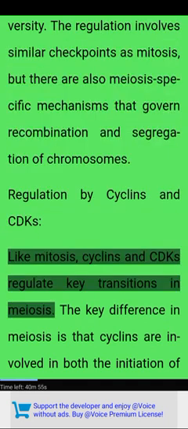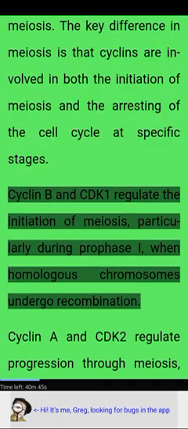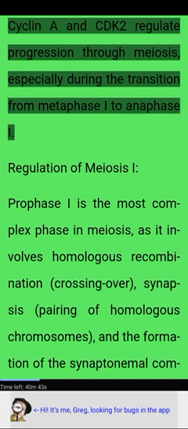Regulation by cyclins and CDKs. Like mitosis, cyclins and CDKs regulate key transitions in meiosis. The key difference in meiosis is that cyclins are involved in both the initiation of meiosis and the arresting of the cell cycle at specific stages. Cyclin B and CDK1 regulate the initiation of meiosis, particularly during prophase I, when homologous chromosomes undergo recombination. Cyclin A and CDK2 regulate progression through meiosis, especially during the transition from metaphase I to anaphase I.